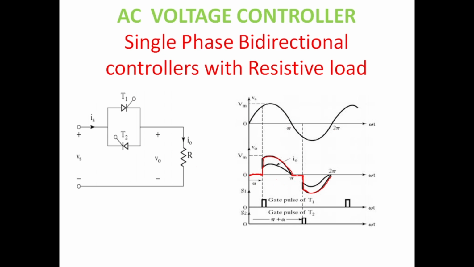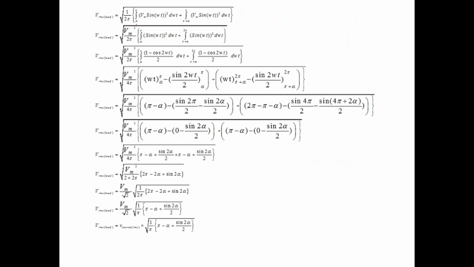What we need to do is take the root mean square value of this waveform. You can see what I have shown in red color. This waveform looks sinusoidal from alpha to pi, and it is sinusoidal from pi plus alpha to 2 pi. We will take the root mean square value of this waveform.